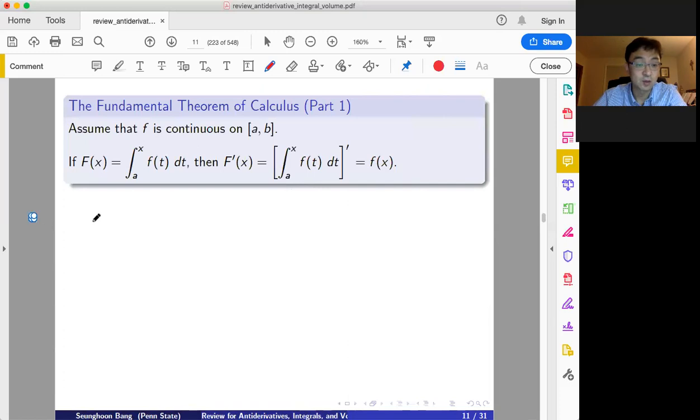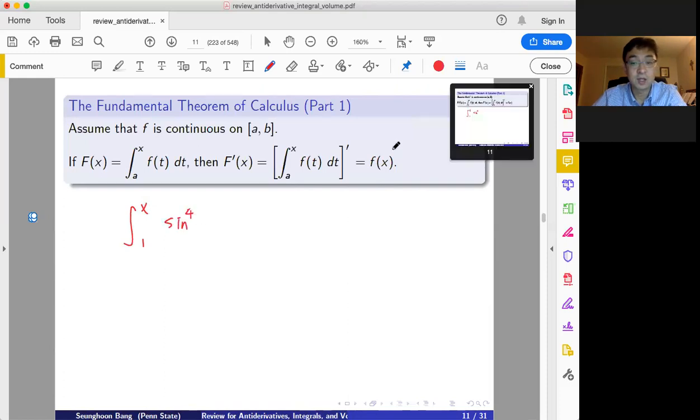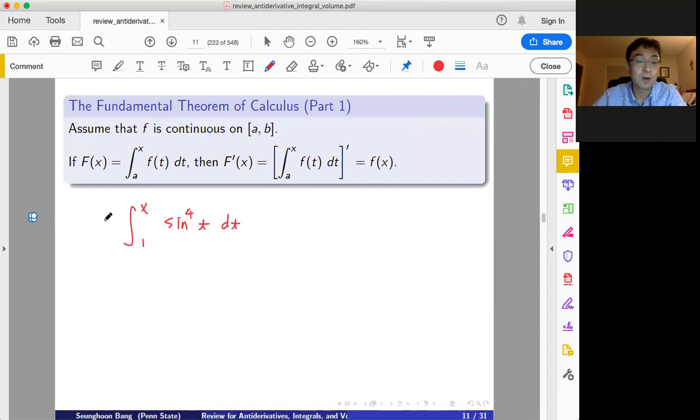So for this equation, we have the integral from 1 to x of sine to the power 4 of t, dt, prime. What is the answer? By using the fundamental theorem of calculus, part 1. So what is the answer?